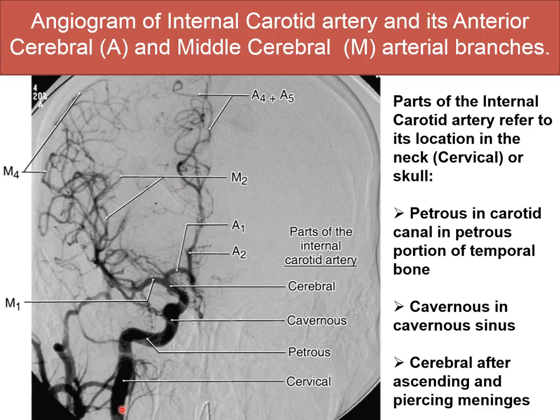If you inject a contrast material into the internal carotid artery, you can see the various portions of the internal carotid artery, the cervical, petrous, cavernous portion, and then the cerebral portion. And various branches off its 2 major derivatives, and that is the middle cerebral artery, and you see various levels of those breaking off of that internal carotid, or the anterior cerebral artery.